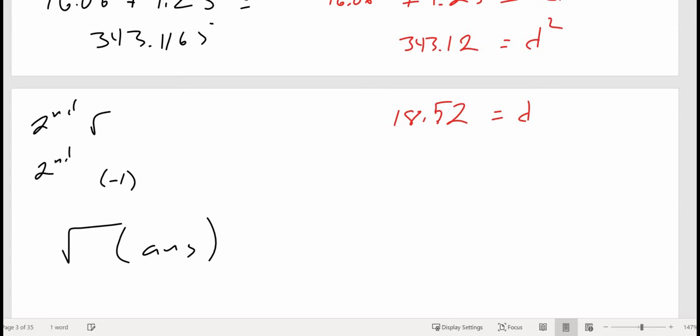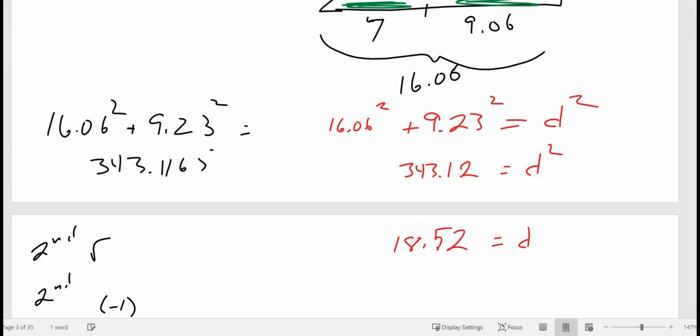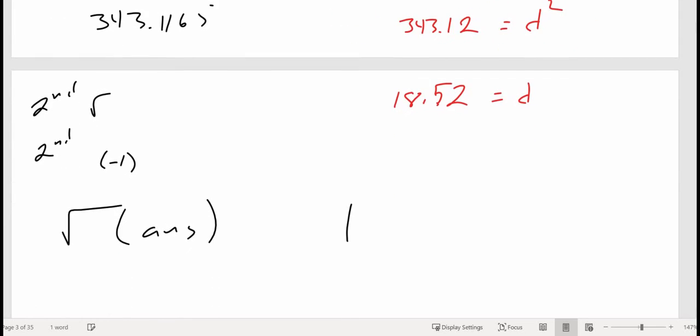Y'all use WebAssign for your homework and stuff? Okay, I couldn't remember which book we're using nowadays. I bring this up because computers are really picky, right? Like I said earlier, if you round off real early, it can be off by just enough that you may have done the whole problem right, and it's counting it wrong because of a rounding issue. Try not to round until the very, very end.